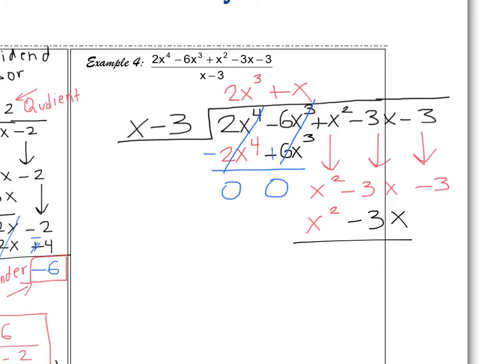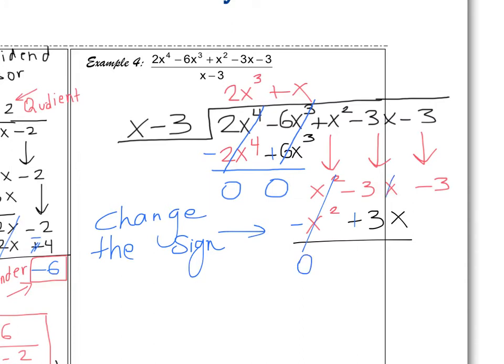So don't forget to distribute the negative. So this becomes a negative and this becomes a positive. So to do that, don't forget to change the sign. This is how you distribute the negative. So x squared minus x squared cancels out. -3x plus 3x cancels out. And I move down the -3. I'm left with a number. So that's going to be my remainder.